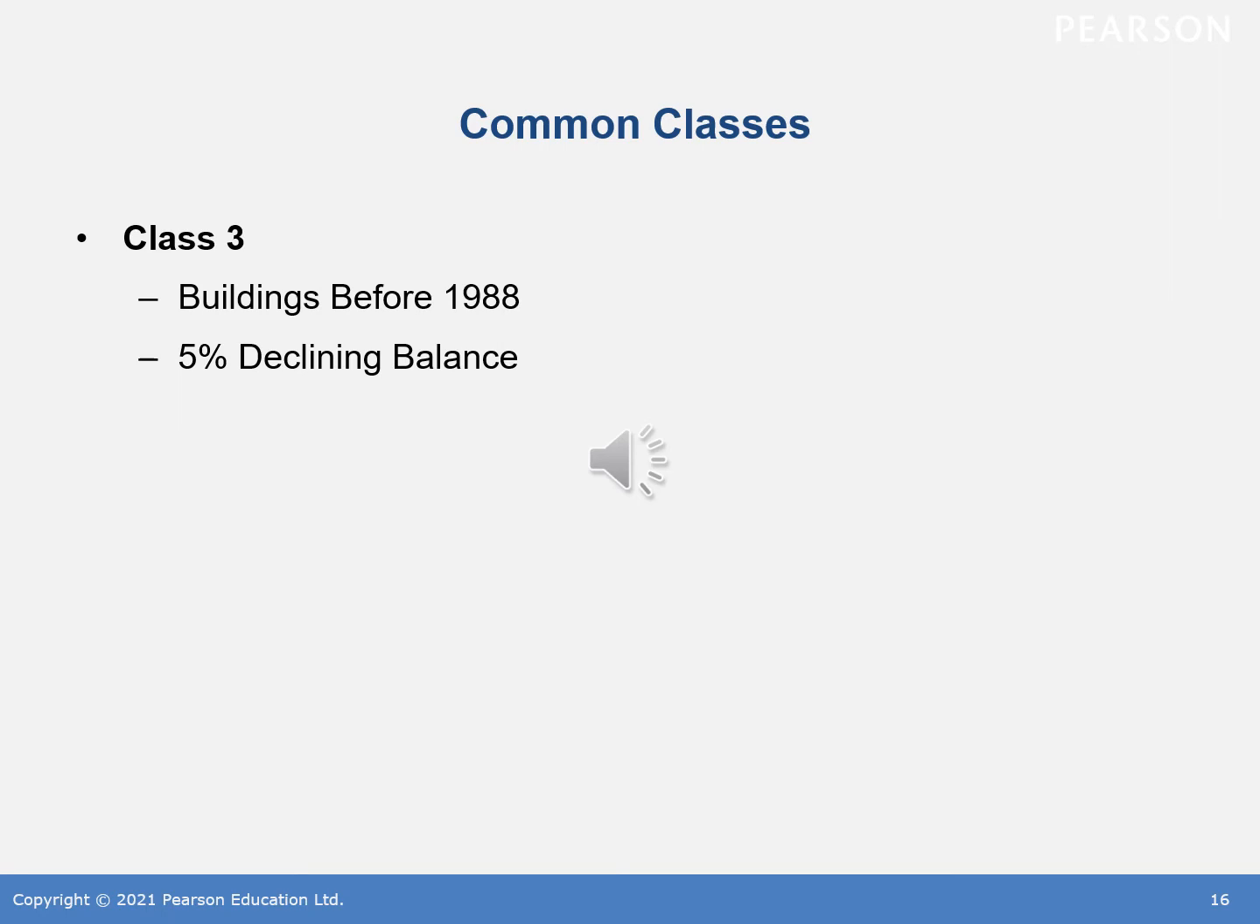Class 3 is for buildings purchased before 1988, and it's a 5% declining balance class versus a 4%. And again, it's just like Class 1 for rental properties. Separate classes were required for each rental building with a cost of $50,000 or more. These classes do include breakwaters, docks, windmills, wharfs, telephone poles, and things like that as well.